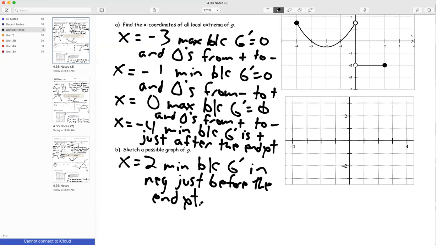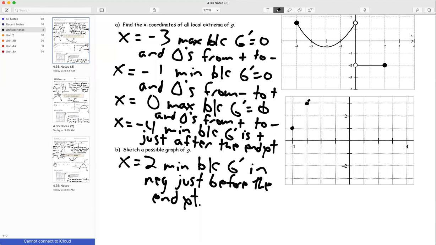And so now part B says sketch a possible graph of g. So I know that I must draw a continuous function. There are no holes or asymptotes in my original function. It's going from -4 to 2. I know that at -4, I have a minimum. And I know that at -3, I have a maximum. You can't tell how high or low the y coordinates are based on the information that they give us. I just know that they're a relative max or a relative min.